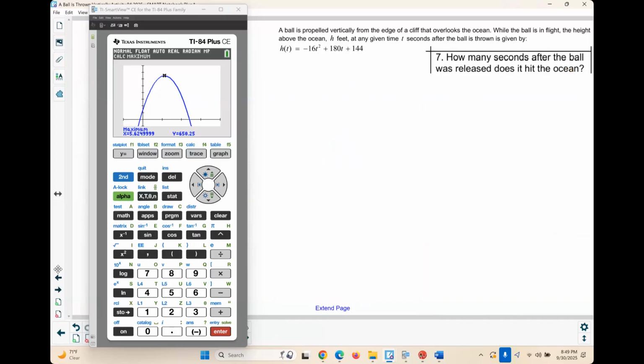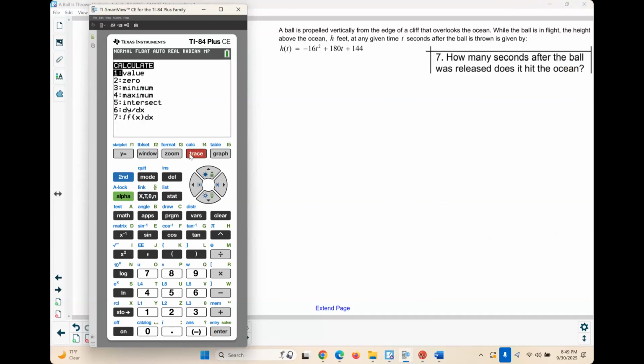When does it hit the ocean? Now some kids will say, well, right there. But what happens there, and again, this is something that's not obvious to kids. Jeff, you know what it is. Which one of these things am I going to find in the calculate menu? The 0, right? Yeah, I want to know when the y value is 0, when the height is 0. Good, vocabulary.